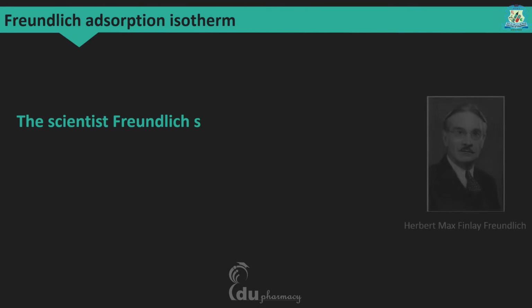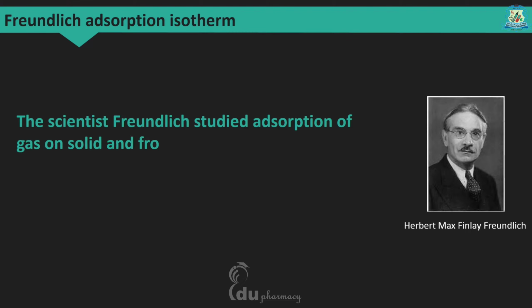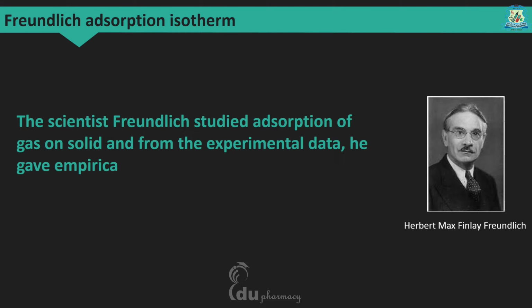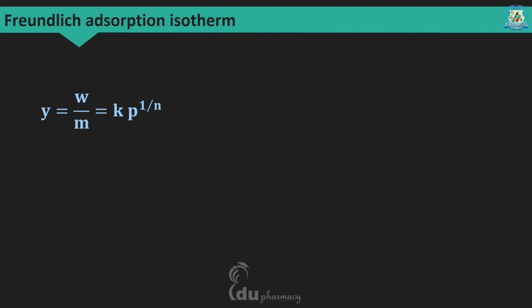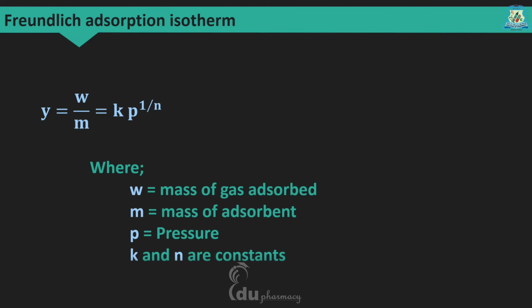The scientist Freundlich studied the adsorption of gases on solid, and from the experimental data he gave an empirical equation called the equation of Freundlich adsorption isotherm. The equation is Y, which is equal to W by M, is equal to K multiplied by P to the power 1 upon N, where Y is the amount of adsorbate adsorbed per m gram of adsorbent at equilibrium pressure P, and it is determined from the experiment at a constant temperature. K and N are constants, which depend on the nature of the adsorbent and adsorbate and on temperature.